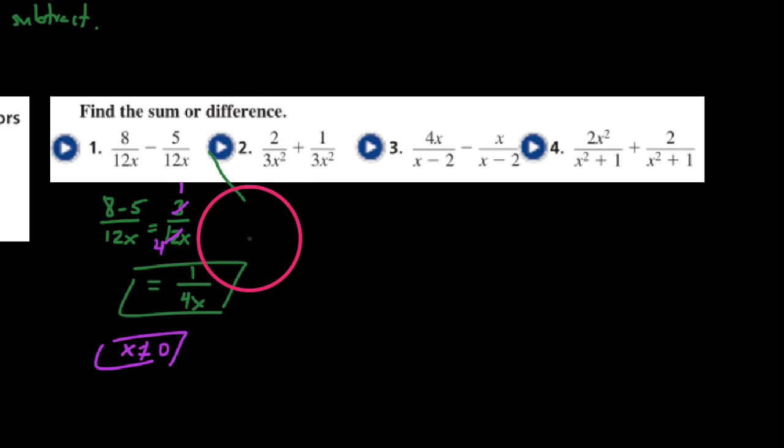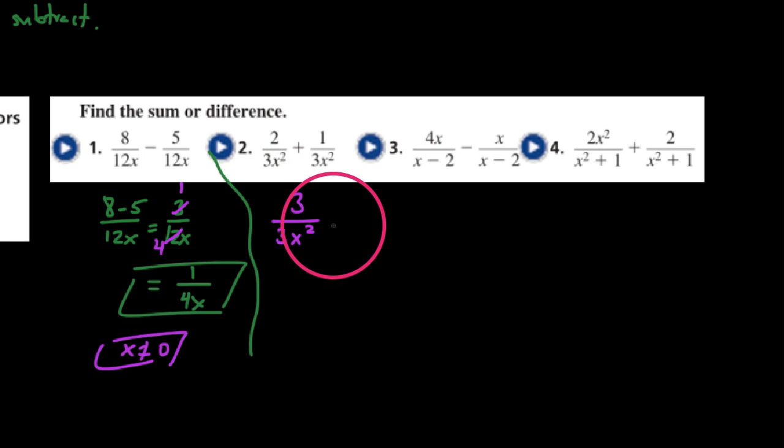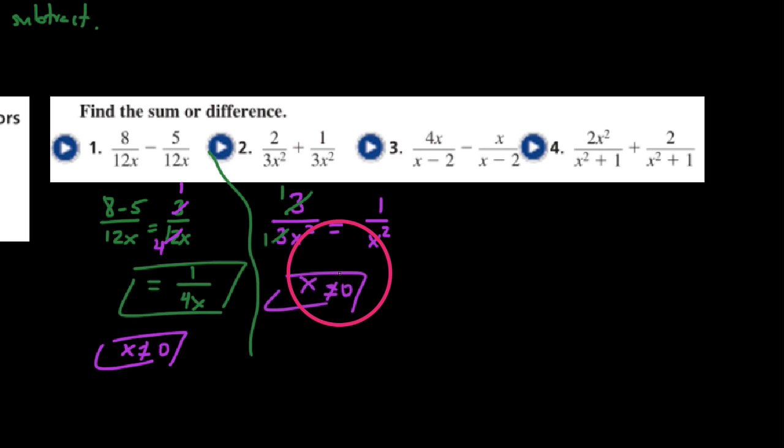So looking at number 2 now, we see that we have 2 over 3x squared plus 1 over 3x squared. Adding those together is very straightforward, it is 3 over 3x squared. Whereas we did in the last one a reduction by a common factor of 3, here we have a common factor of 3, except they are both 3 themselves, so we get 1 over x squared here. And again, we should say that x is not allowed to be 0 in this expression.